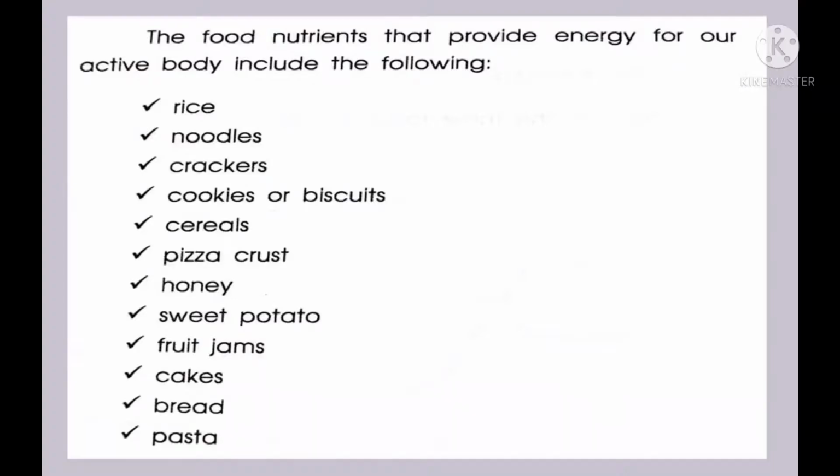The food nutrients that provide energy for our active body include the following: rice, noodles, crackers, cookies, cereals, pizza crust, honey, sweet potato, fruit jams, cakes, bread, and pasta. Pero hindi dahil ito yung mga foods na makakapagbigay sa atin ng energy ay kakain na tayo ng sobrang dami. Ang sobra ay nakakasama, lalo na ang mga noodles at other sweets.